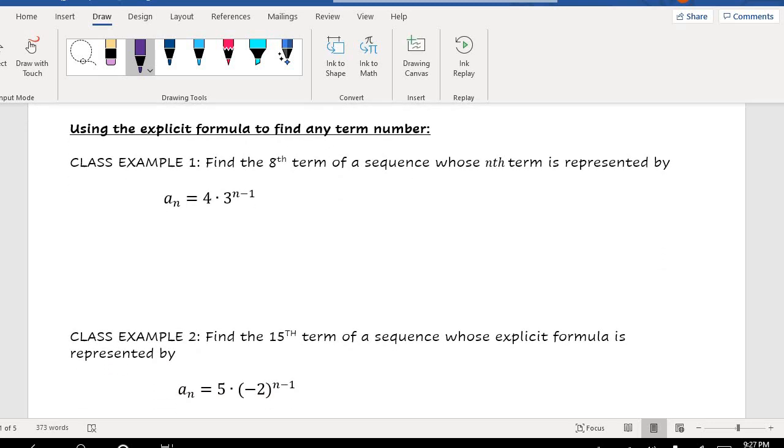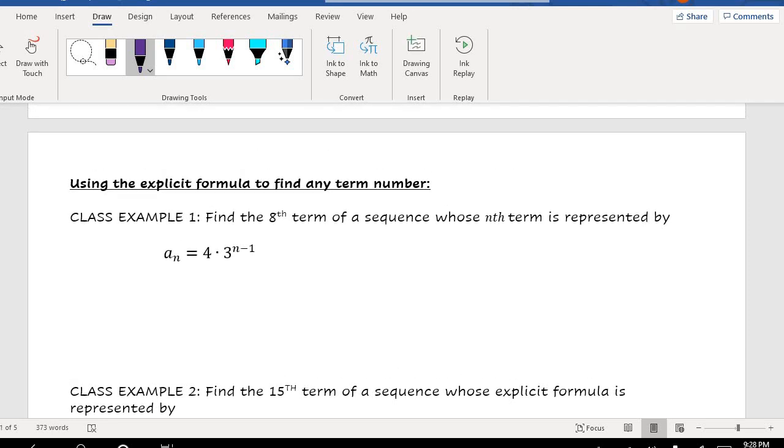We're going to break this up into 3 sections again. The first section is using the explicit formula to find any term number. So class example 1. Find the 8th term of a sequence whose nth term is represented by a sub n equals 4 times 3 to the n minus 1. All we have to do, because we're finding the 8th term, is substitute in 8 everywhere we see n. So a sub 8 equals 4 times 3 to the 8 minus 1 power.